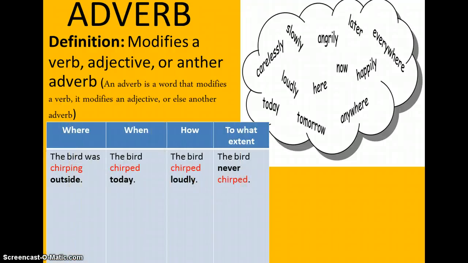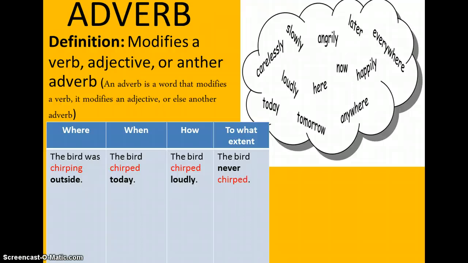So on the table, I'd like you to fill it out based on these examples. Adverbs tell you where. The bird was chirping outside. You might be thinking, well, outside is a place, and aren't places nouns? Well, not in this case. If you remember, words can act as different parts of speech. Because chirping is a verb, it's an action that the bird is doing. Outside is telling you where the bird was chirping. So in this sentence, outside is an adverb.